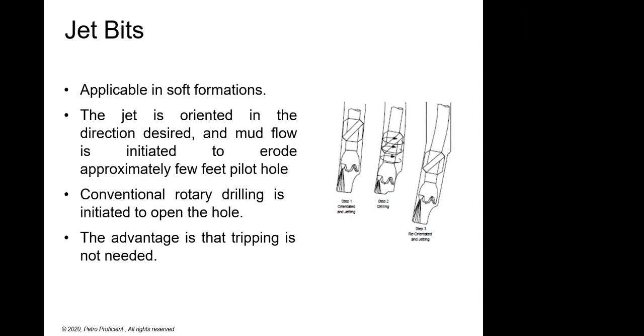So, jet bit application in soft formation. Sometimes if you have a very soft formation, you can use this configuration where you plug one of the bits, and using just one of the nozzles open, you orient your BHA to the desired direction, and you sidetrack the well.